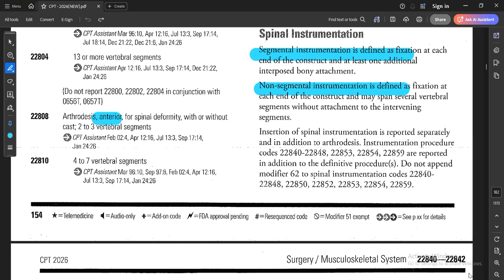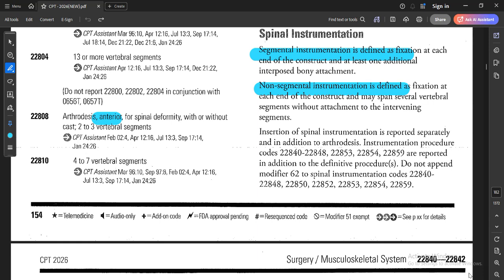Hooks are present in between the segments. In non-segmental, only start and end side hooks are present, yeah, distal hook as well as proximal hook. In the segmental, you will see distal hook, proximal hook, and the middle hook also, in layman terms.